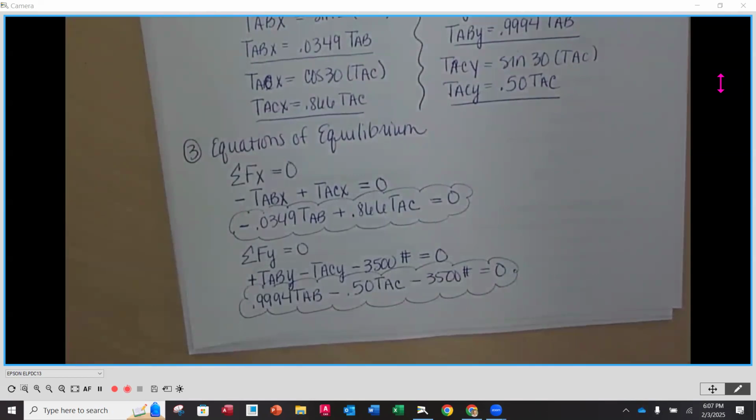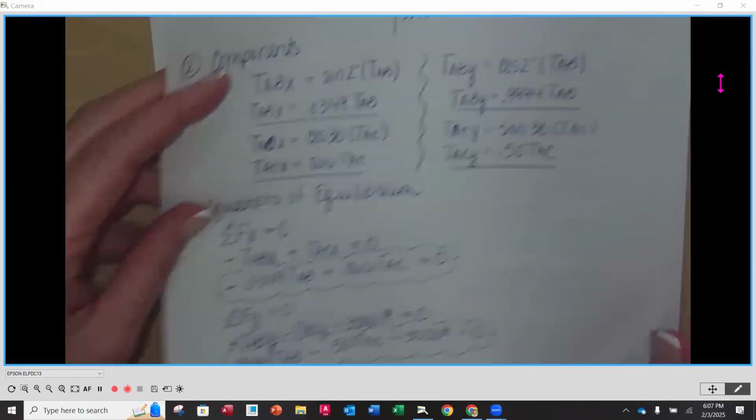We've got 2 equations with the same 2 unknowns, so we can do the substitution method, right? Yeah, absolutely. So that's what we're going to do the work on the next page. Now, how you approach this can be different, meaning whether you solve for TAB first or TAC first, it really doesn't matter. You'll end up with the same result in the end.